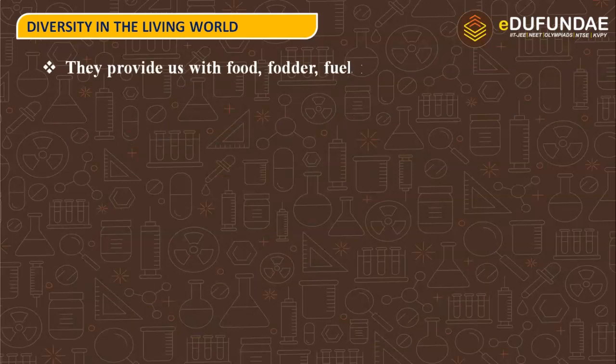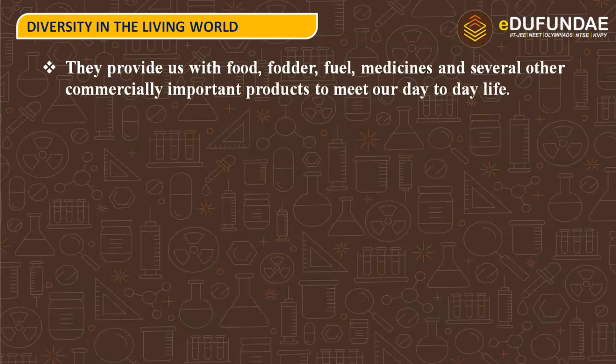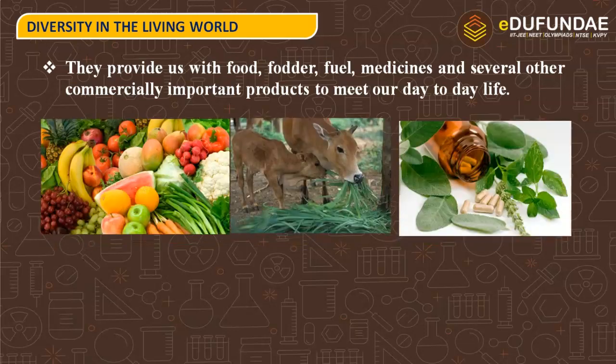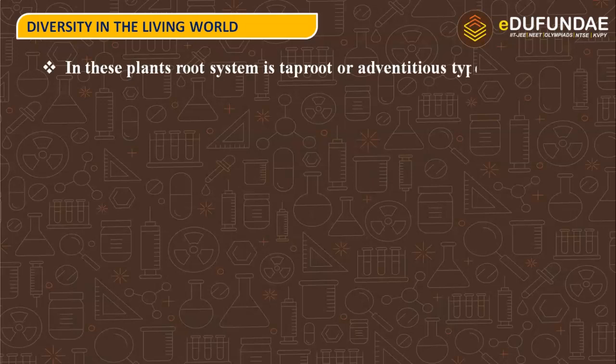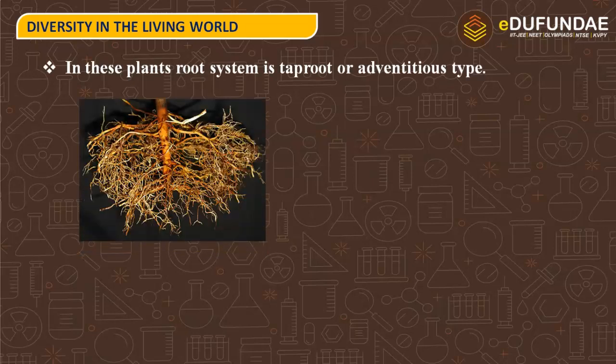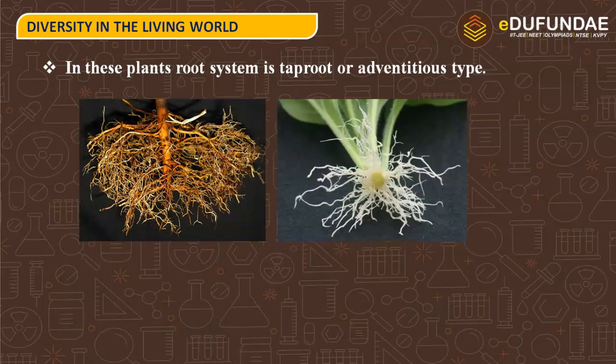Next we see that they provide us with food, fodder, fuel, medicines and several other commercially important products to meet our day-to-day needs. So from this we understand that they have very high economic importance in our system. Now these are various products that are provided by the angiosperms. In these plants, the root system is taproot or adventitious type. So adventitious roots can also be there and taproots can also be there.